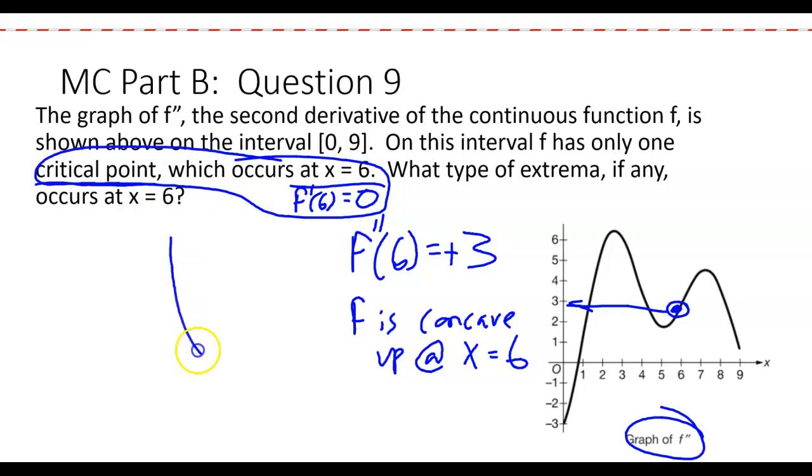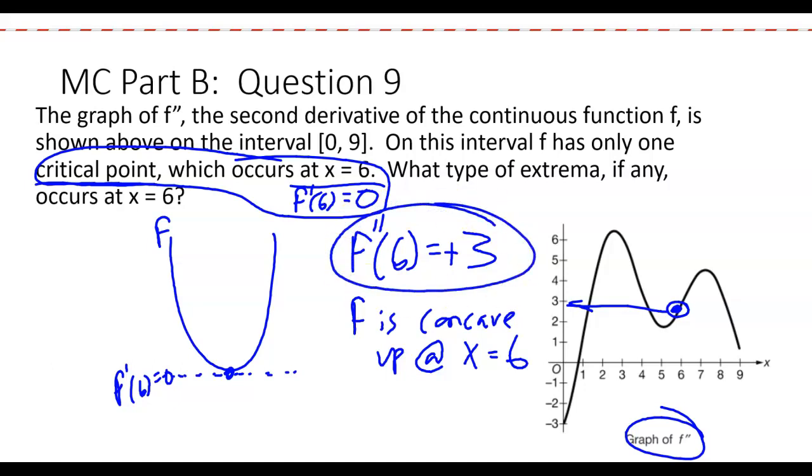Now, what's significant about that? Well, that means that it's the bottom of a curve, and it's concave up. So this is what my graph would look like. This is a graph of f, kind of. At x equals 6, f would have a flat tangent line because the first derivative at 6 would have to equal 0. And then also, the second derivative is positive, so it would have to be concave up, which means that we have a relative minimum there.